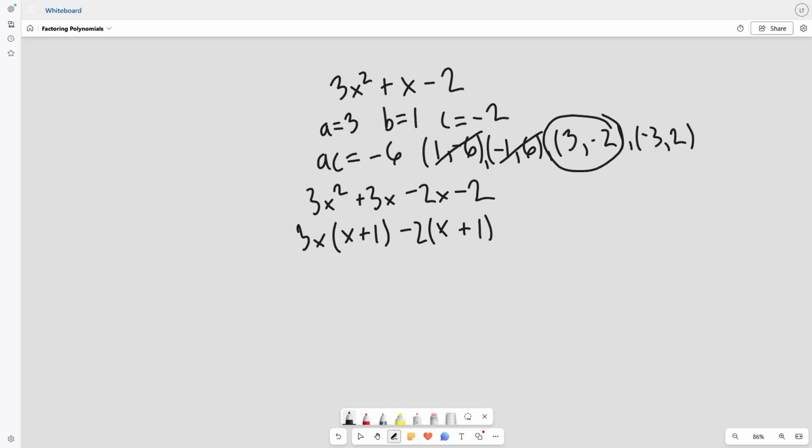Now you'll notice that both of these terms have an x plus 1. And what we can do here is we can say, okay, 3x minus 2 times x plus 1 is our factored expression. So that is how you do factoring by grouping.